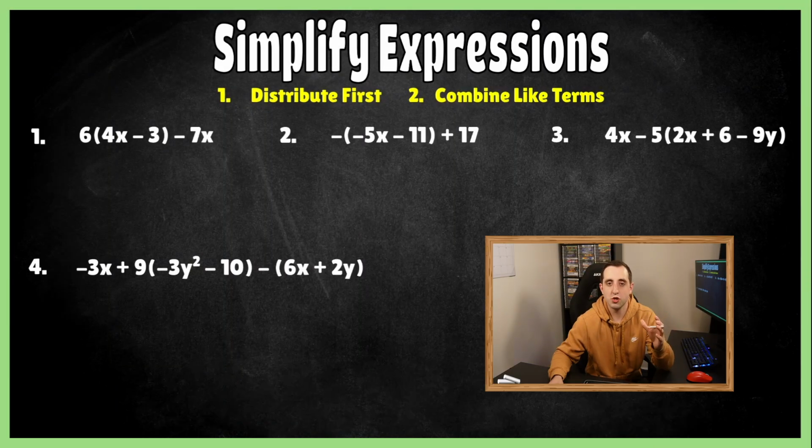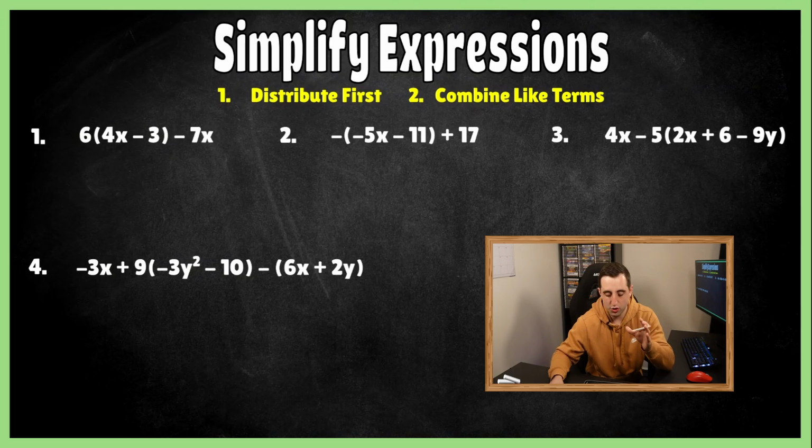Your teacher's probably mentioned to you time and time again that we always see if we can simplify anything in the parentheses first. So if we take a look at number one, we have 4x minus 3. We can't combine these together because these aren't like terms. 4x has the variable x in it, and negative 3 is just a constant. It doesn't even have a variable in it at all, let alone an x, which it has to have in order for you to combine them together. So we can't do anything there.